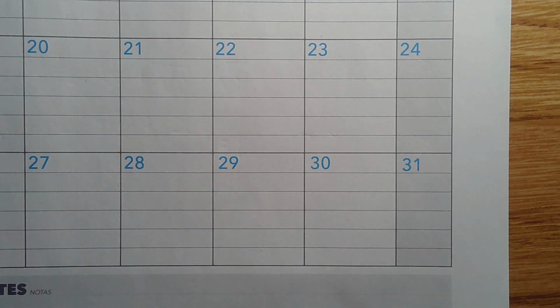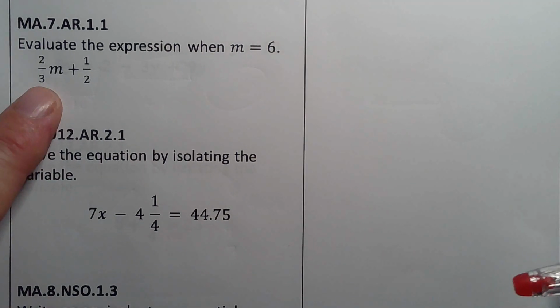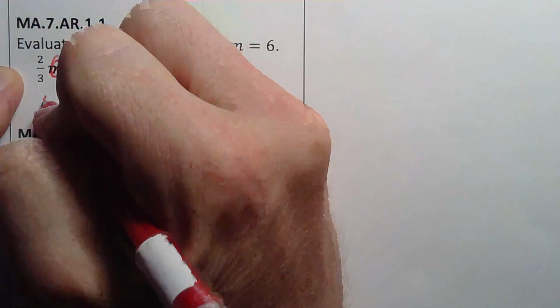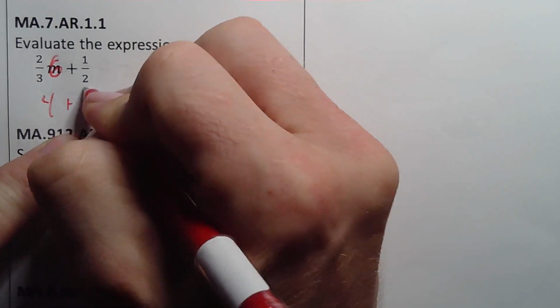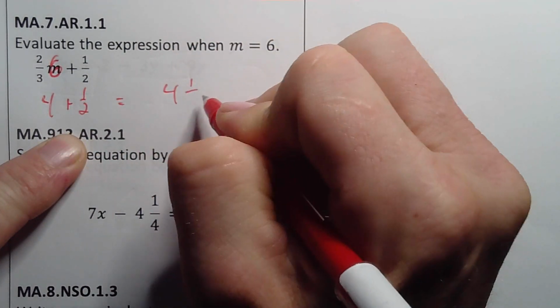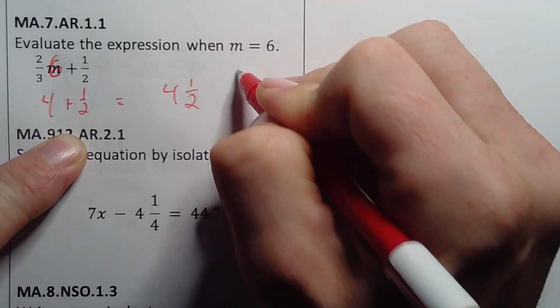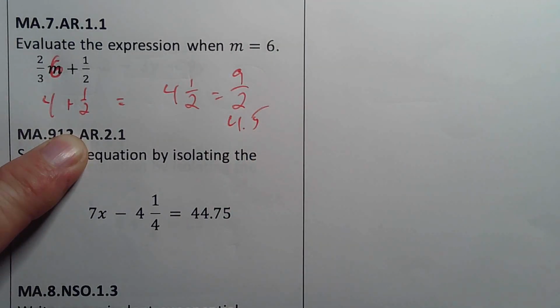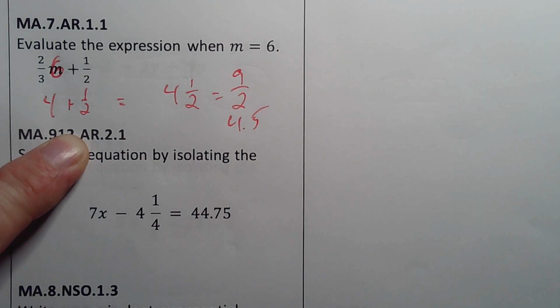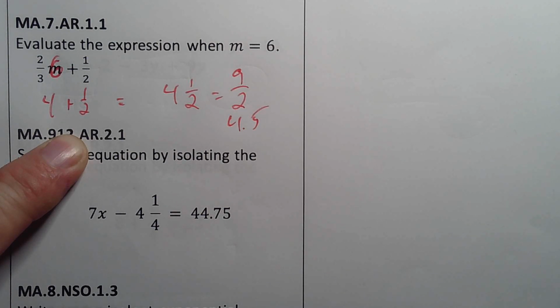Day 3. All right, evaluating, this becomes 6. So 2/3 of 6 is 4, plus 1/2 is 4 1/2, or 9/2, or 4.5, whatever we want to look at it. So 2/3 of 6, double checking. Yeah, it's 4.